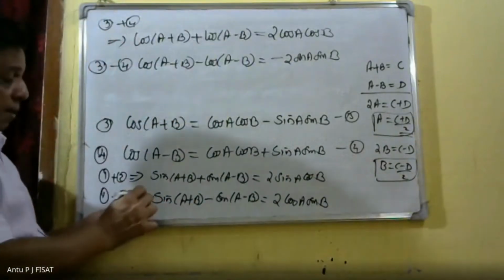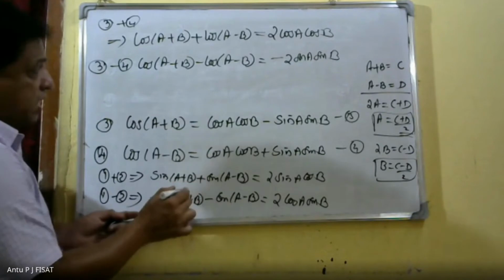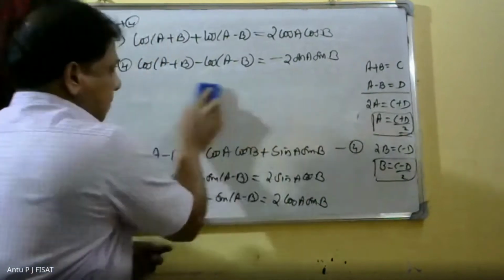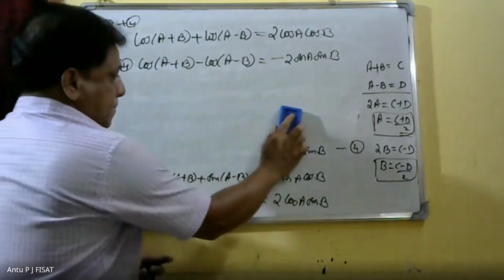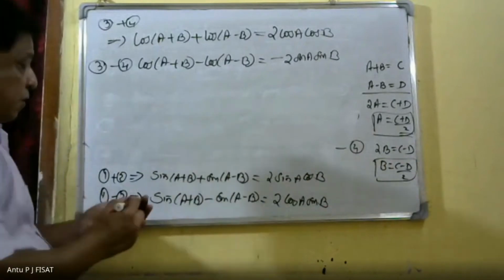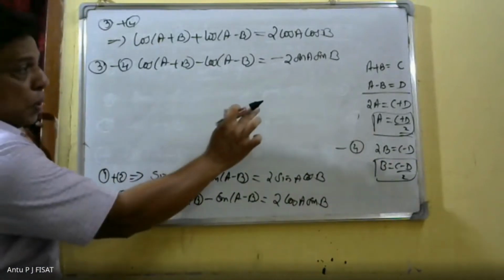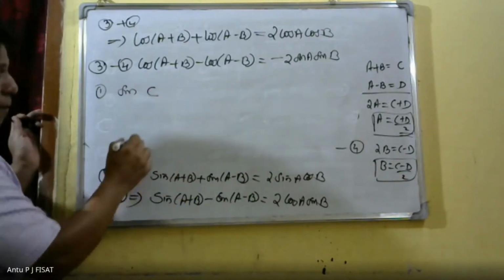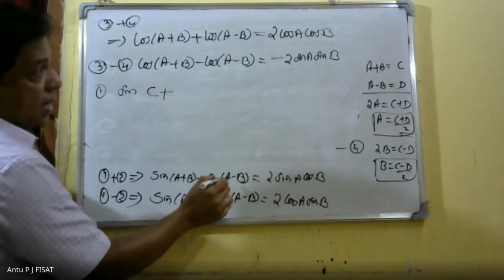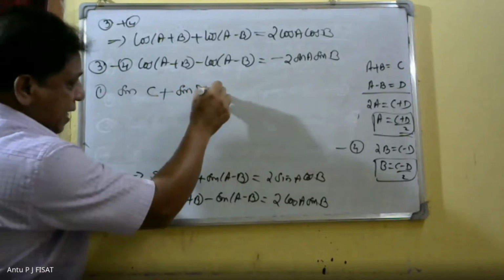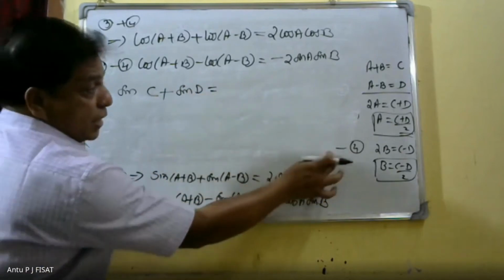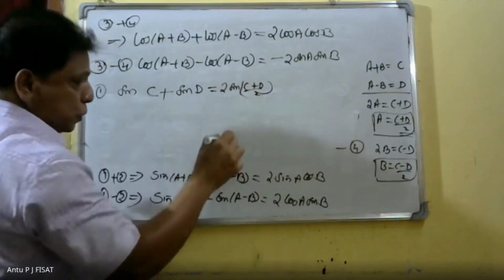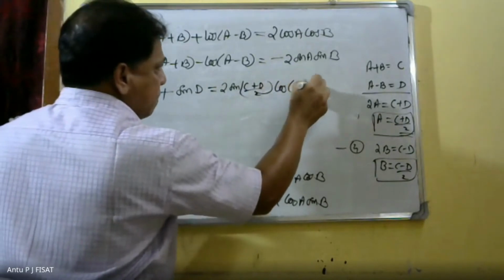When we substitute here in the first formula, sin A plus B plus sin A minus B, we put A plus B is equal to C. Therefore, we get one more formula: sin C plus sin D is equal to 2 sin A, where A is equal to C plus D by 2, so 2 sin C plus D by 2 into cos C minus D by 2.